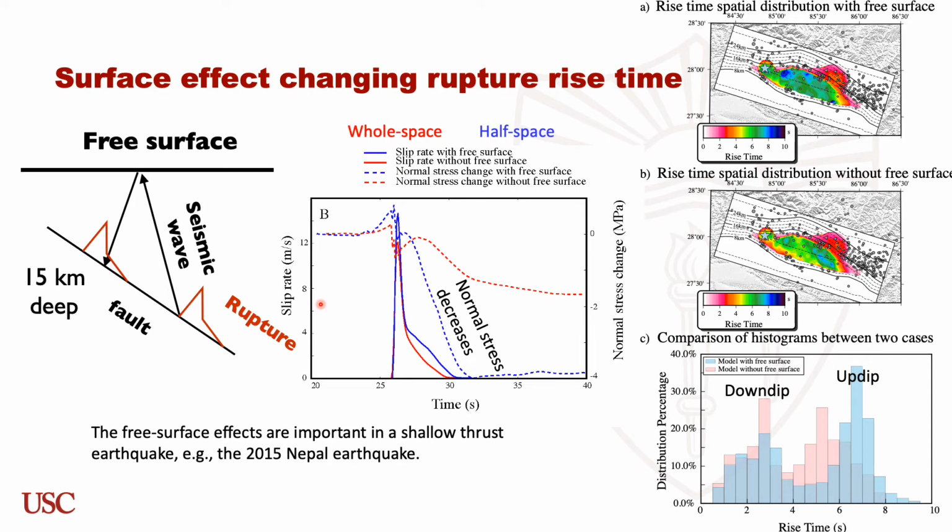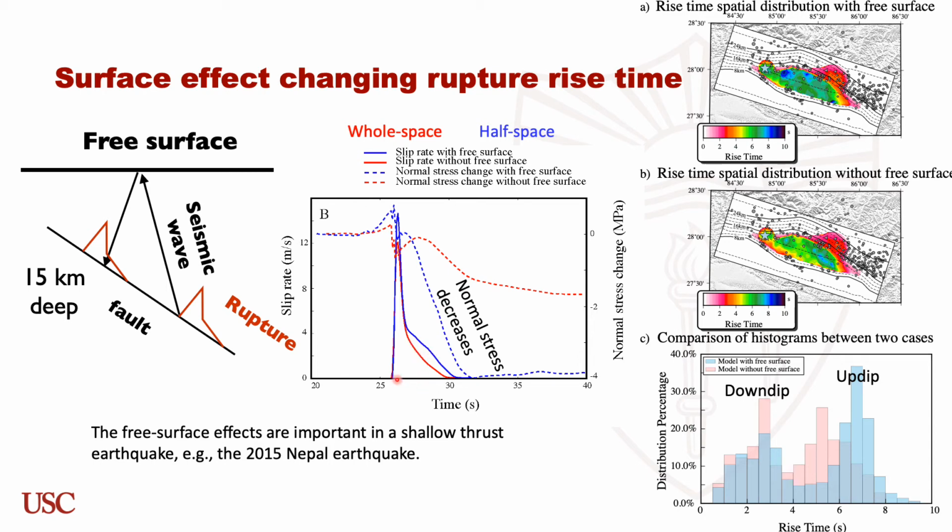Because the Gorkha earthquake is only 15 kilometers deep, the seismic waves excited by the large amount of slip will be reflected back from the surface and impact the rupture on the fault. I compared the whole space and half space models to investigate the free surface interaction, and as this figure shows, the seismic waves will reduce the normal stress on the fault and amplify and broaden the slip rate function.